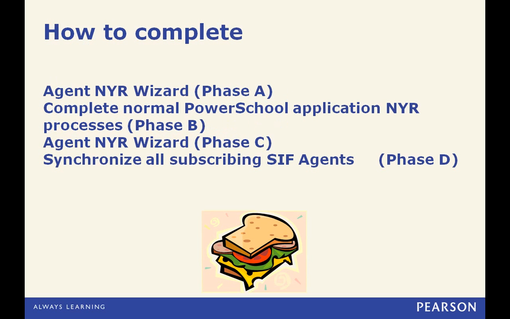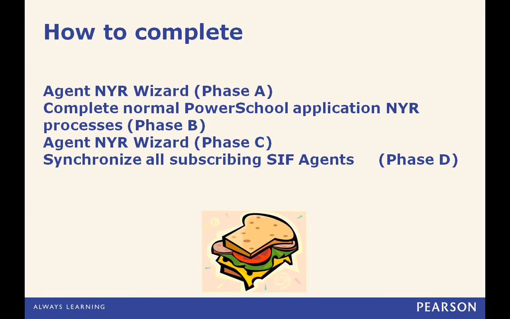Let's discuss how to complete the New Year Rollover process for the PowerSchool SIF Agent. Think of the process as a sandwich. The agent's processes are the bread of the sandwich, and the PowerSchool application's final New Year Rollover process is the meat of the sandwich. First, you will use the New Year Rollover wizard found under the Tools section of the SIF Agent's console. You'll select It's the End of the Current School Year, Phase A option, and follow the prompts.